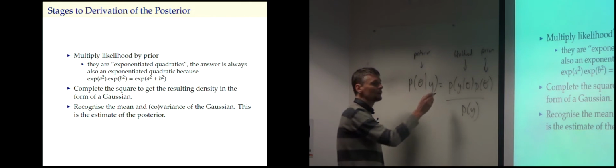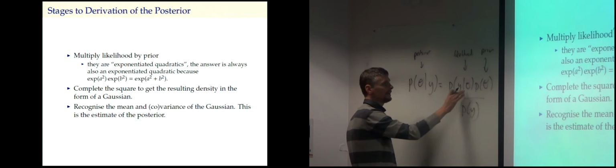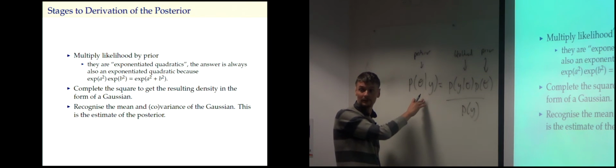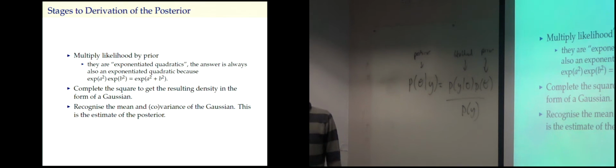Now, you can't necessarily do this in general. So you can't invent any prior and any likelihood and automatically compute the posterior. Why not? I can multiply any two functions together, right? So I can always do the multiplication. That's simple. So what's difficult about this?